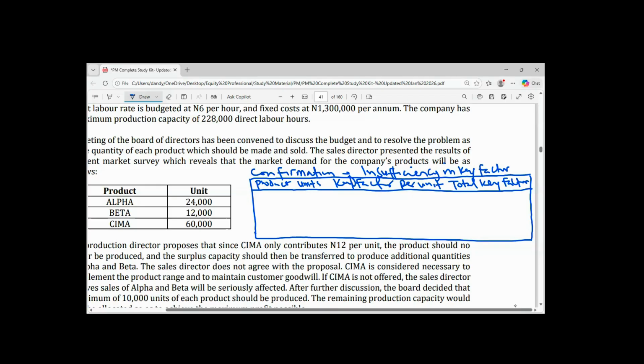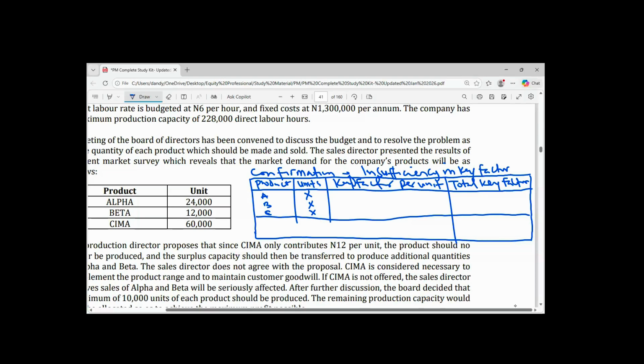So let's say we have product A, B, and then product C. All right. So let's say we are given the units. These are the units for each of the products, the units produced and sold. Now, the key factor per unit, you are the one that will determine it. In most cases, the examiner will not give you the key factor per unit. For example, material kilogram will not be given to you. Labor hour may not be given to you. You are the one that will determine it. I will show you how to calculate it.